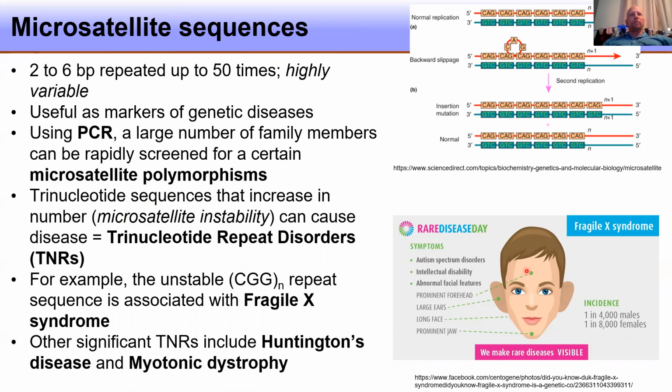And a couple of examples of trinucleotide repeat disorders are Huntington's disease and myotonic dystrophy. Huntington's is a progressive loss of cognitive function that usually appears in middle age, and also myotonic dystrophy, which is a muscle wasting disorder.